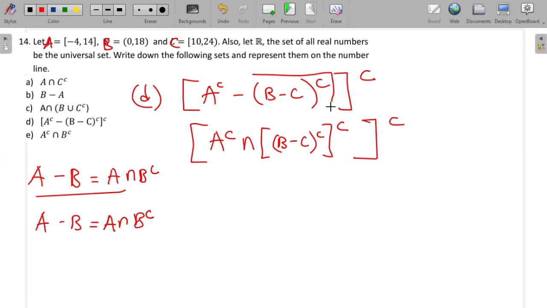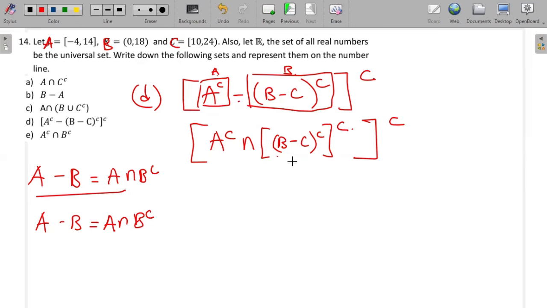So this one here is acting like my B, this whole thing, and this one here is acting like my A. So A minus B is the same as A intersection B complement. Whatever is inside here is like B, and whatever is here is like A. So no wonder I get that. And then I have this complement which is outside, so it goes with it. So don't confuse the complements there. And then I have this complement that has come here because of this minus. These whole things are in the brackets with the complement outside.